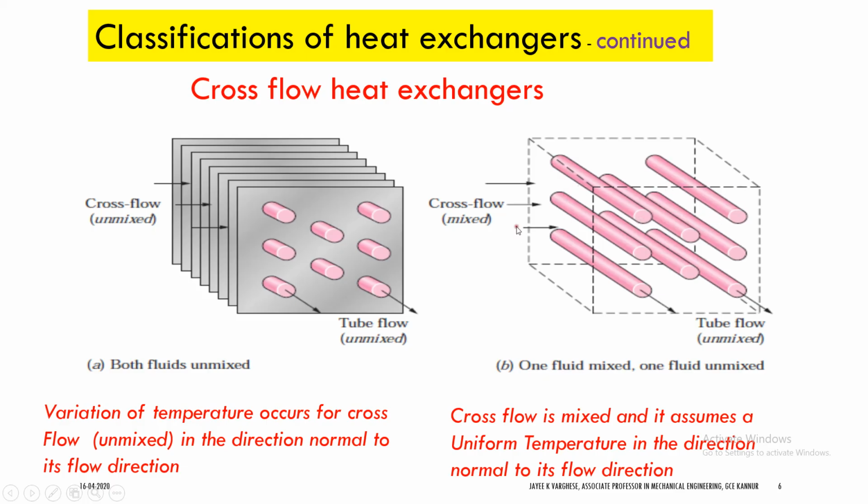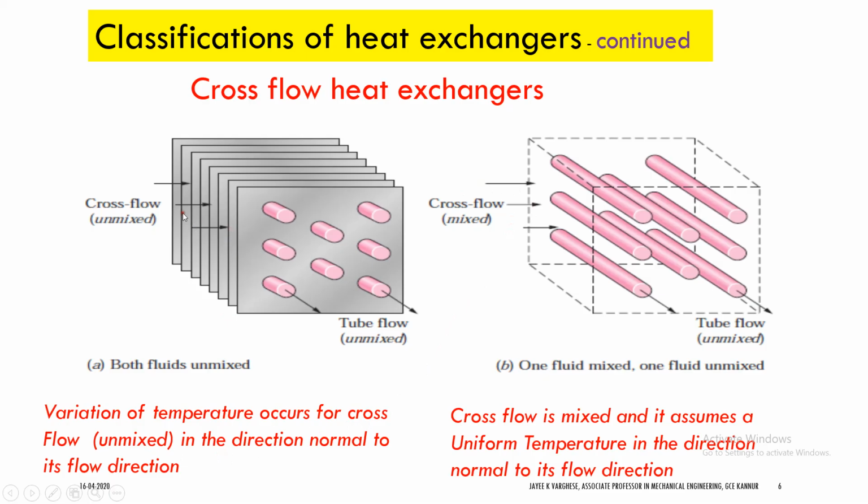Actually the cross flow fluid is unmixed in the first case, whereas the cross flow fluid is mixed in the second case. So the first one we can say that both the fluids are unmixed, whereas in the second case one fluid is unmixed whereas the cross flow is mixed. So here variation of temperature occurs for the cross flow.